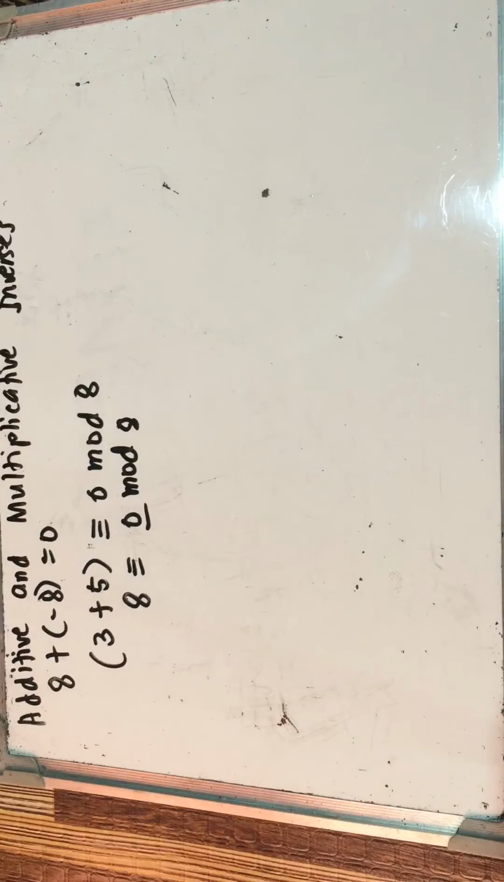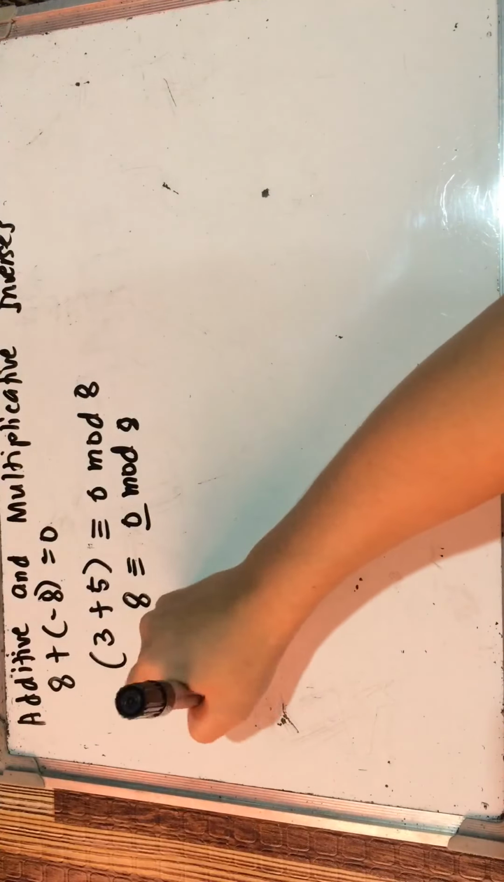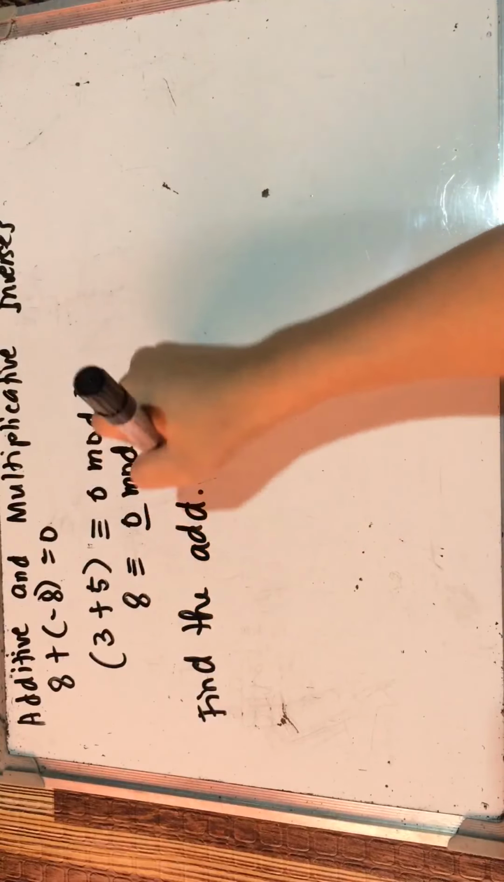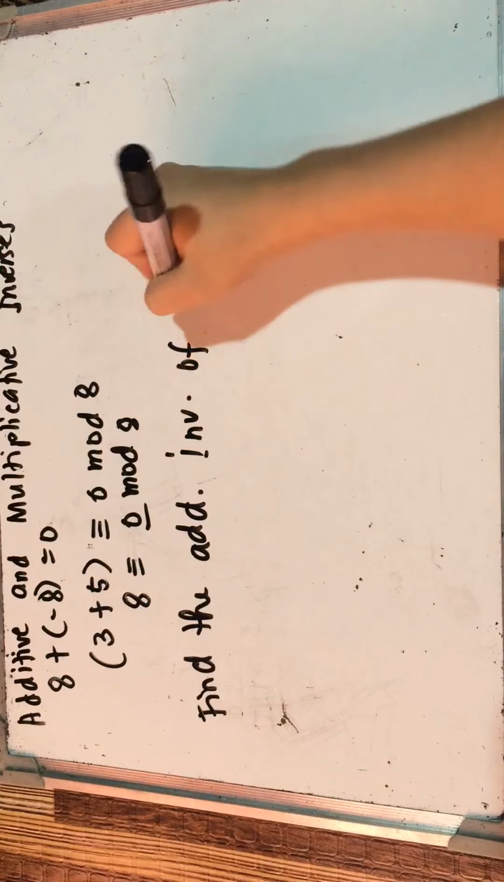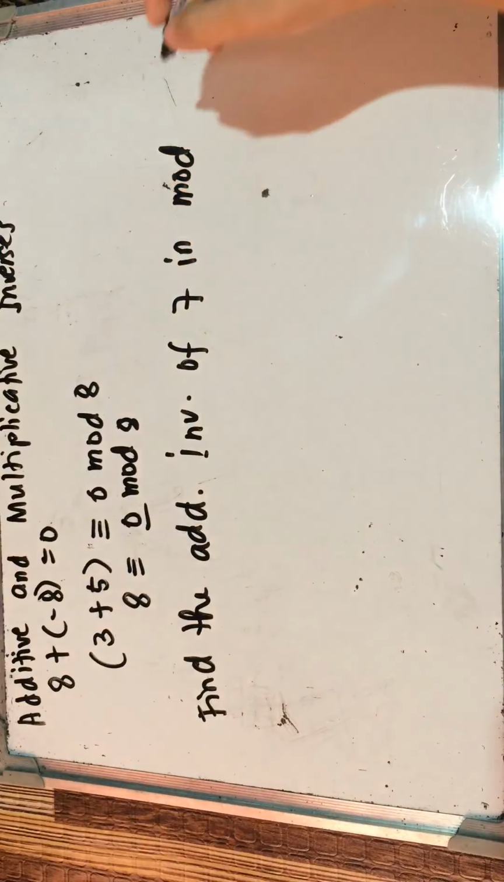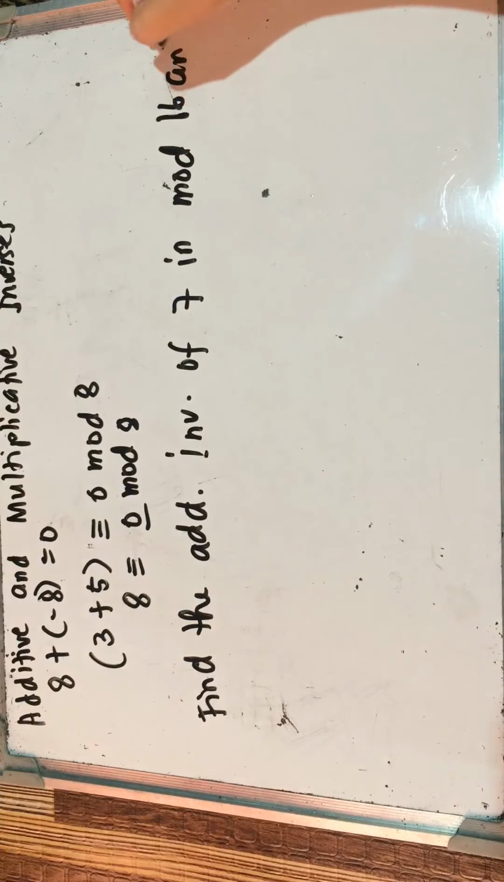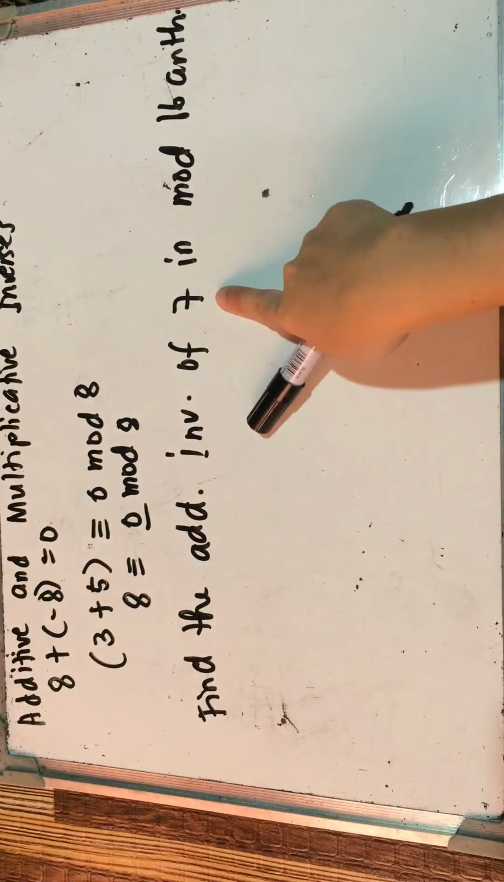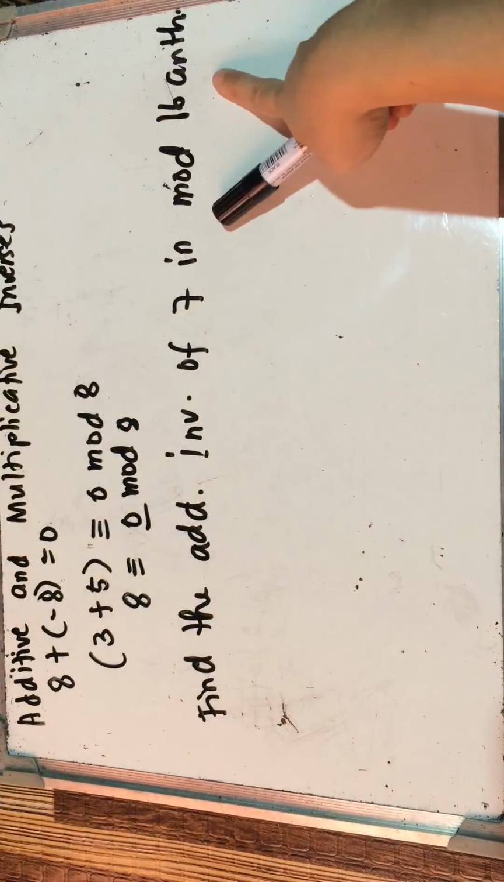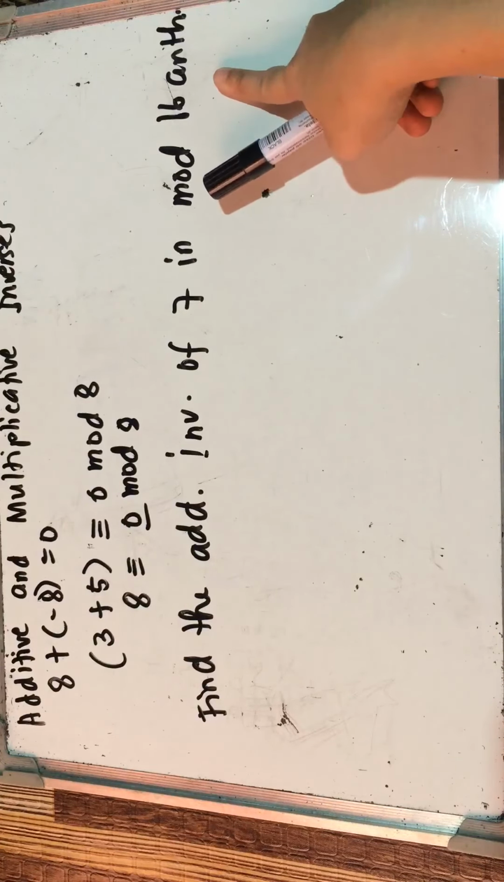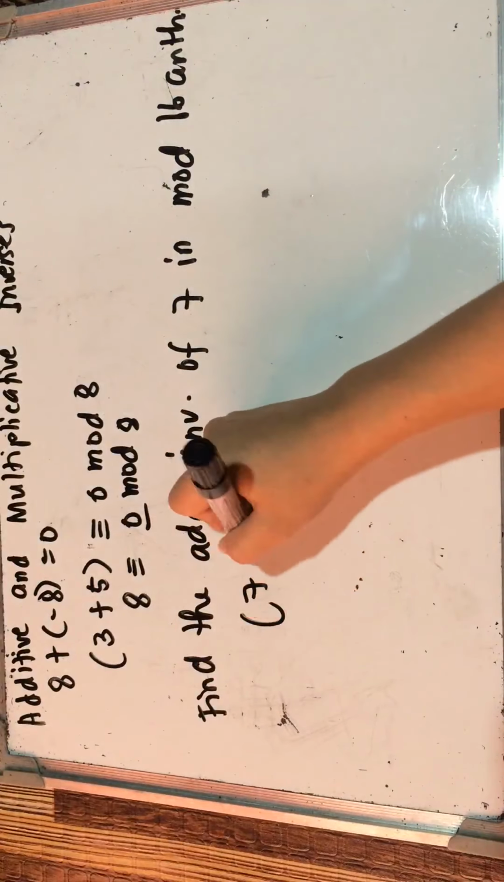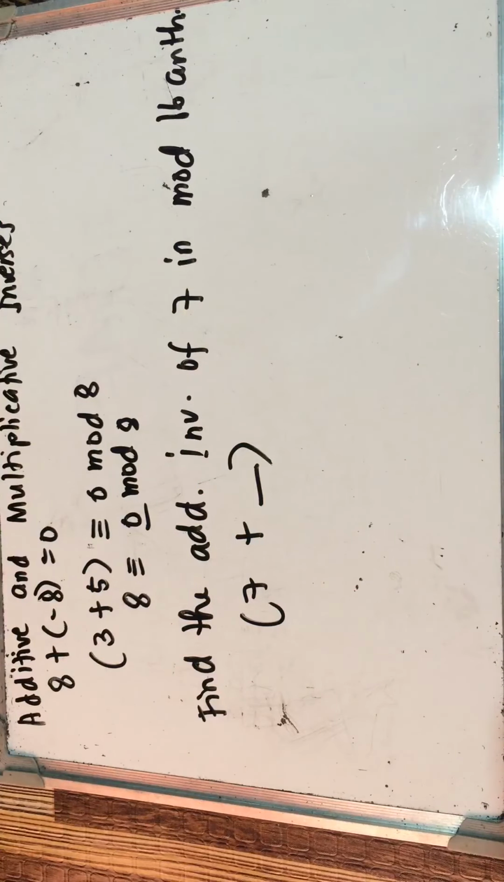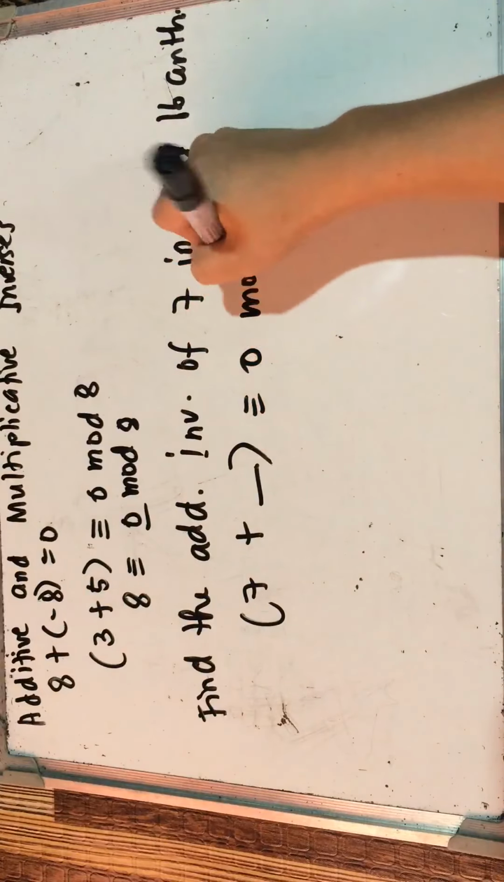Another example, let's say, we have to find the additive inverse of 7 in modular 16 arithmetic. Ayan. So, hahanapin natin yung additive inverse of 7 in modular arithmetic 16. So, the value of n or the modulus is 16. So, we have 7 plus, yung hinahanap natin na additive inverse niya is congruent to 0 modulo 16.